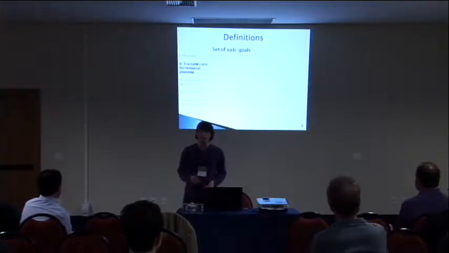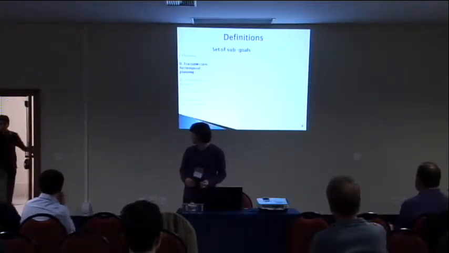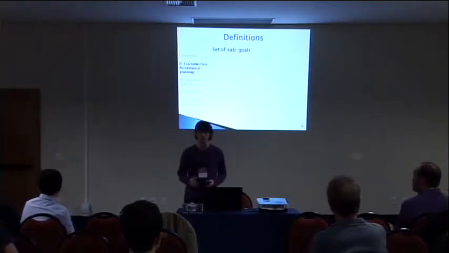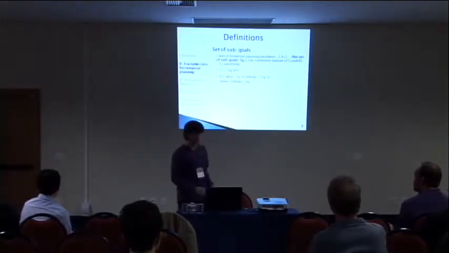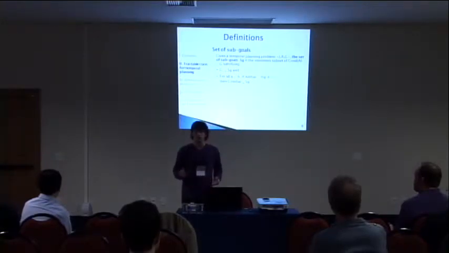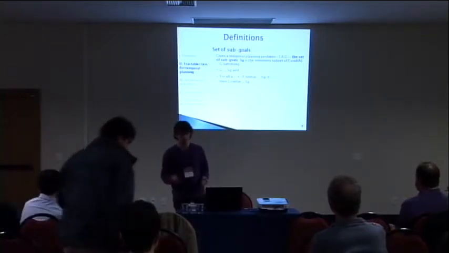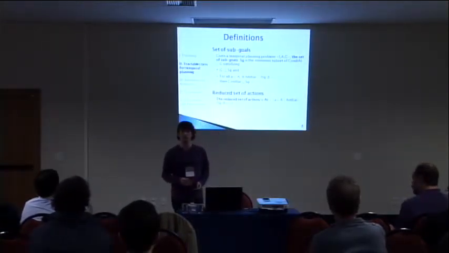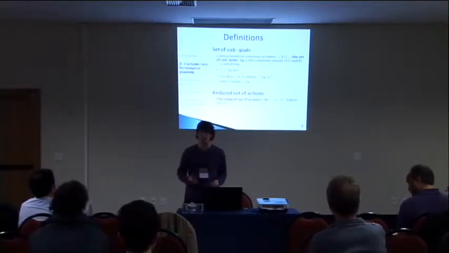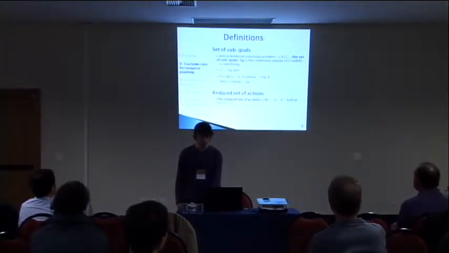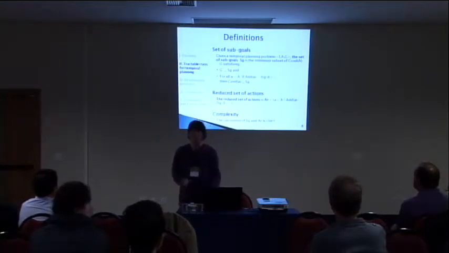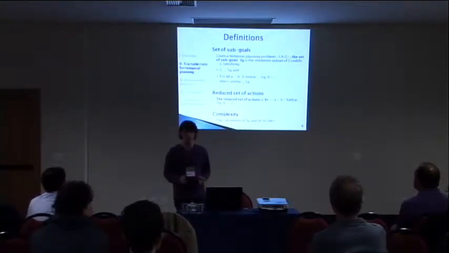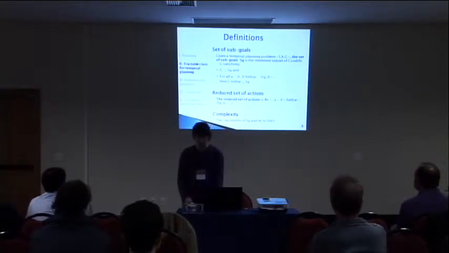So now I'll give you some definitions that are necessary in order to understand what this class is about. First, the set of sub-goals. Quickly, these are the goals that might help to achieve the goal. In the same way, the reduced set of actions are the actions that might be useful in order to attain the goal. The calculation for these two sets is big O of n squared.